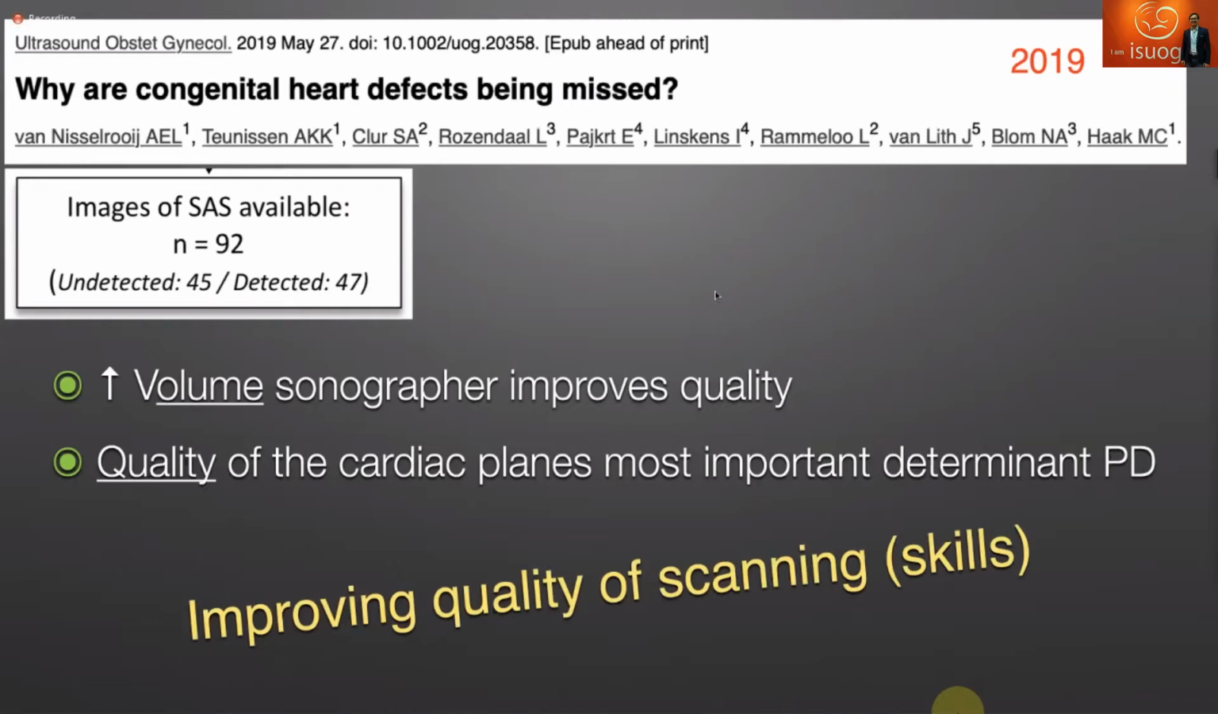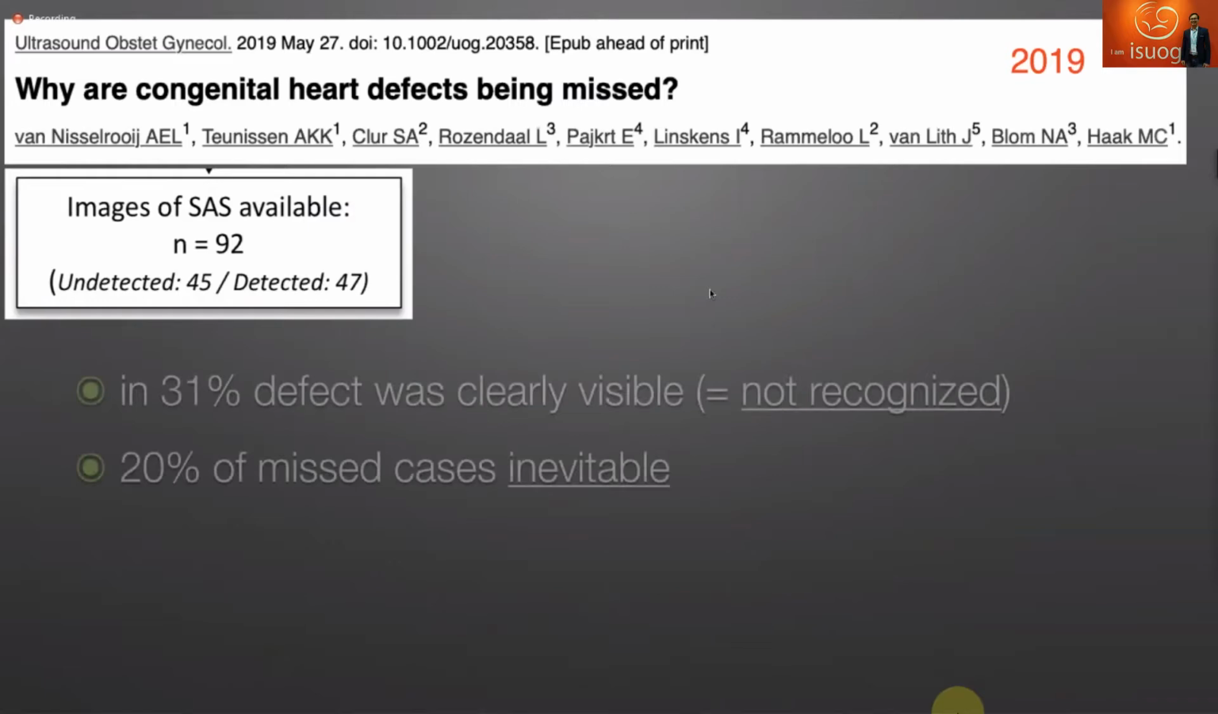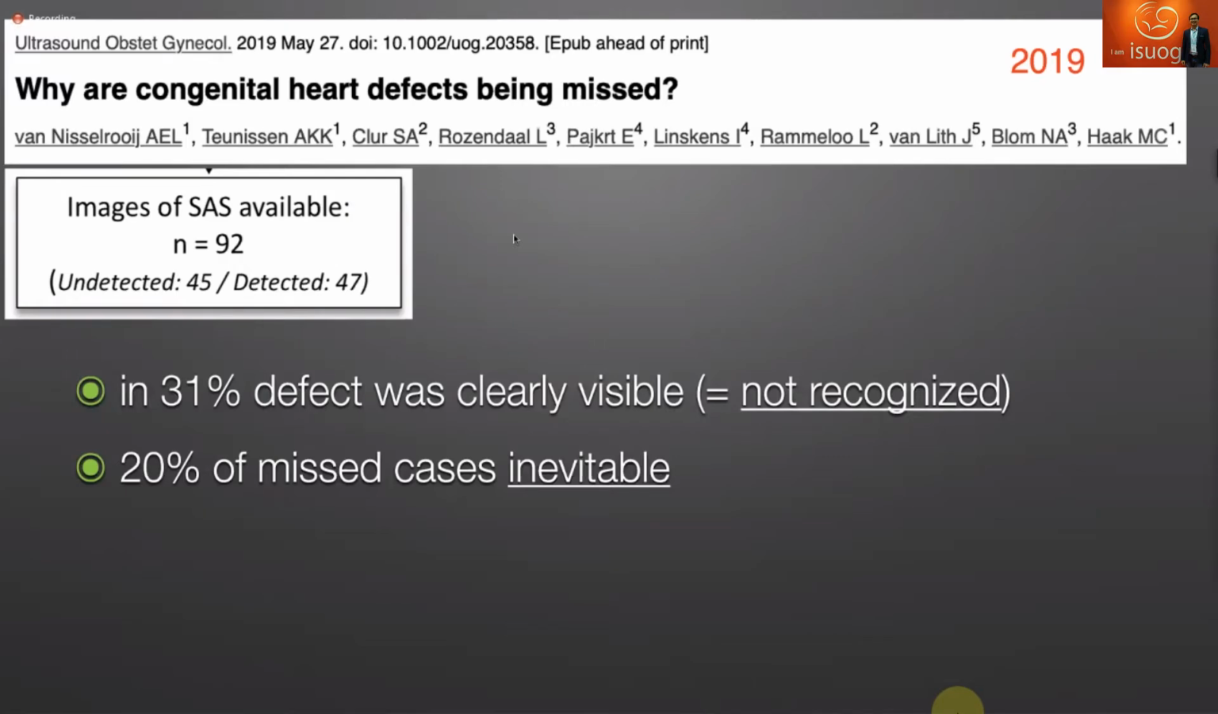And the second, even more interesting part of the study showed that in 30%, 1 out of 3 heart anomalies were missed. It was clearly visible on the picture, but not recognized. So it is amazing that we think if we have a picture of an AV canal, everyone would see it, but this is not the case.